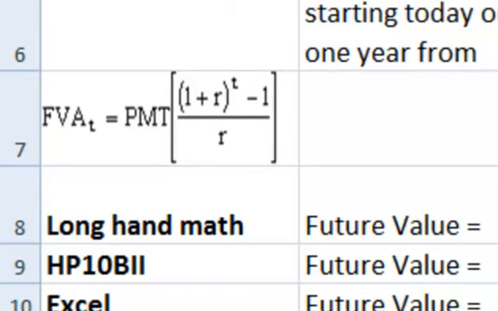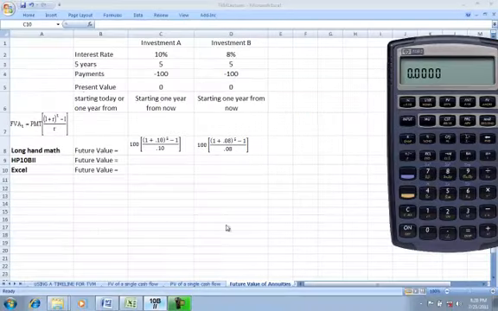So if we look at the longhand math for the first one, which is the 10%, I'll go ahead and calculate it using a calculator. So it'd be 1 plus 10% raised to the power of 5 equals, subtract 1 equals, and divide that by 10% equals, and then multiply that by the annuity or payment, and I get 610.51.